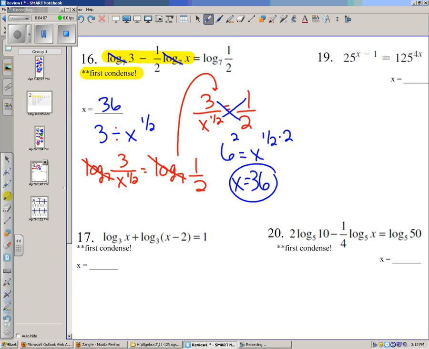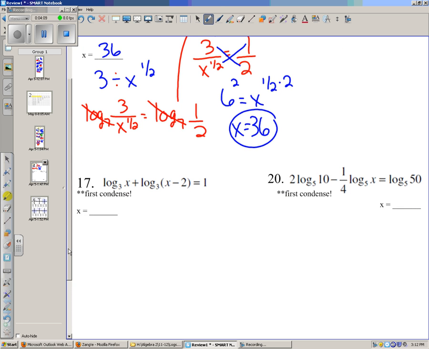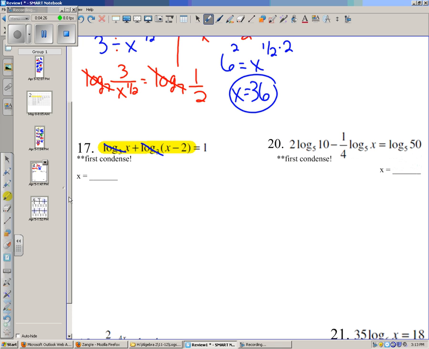All right, so 17 does have a constant. It's this one. But before I can loop it, I need 1 log, which means I'm going to have to get the left side to become 1 log, which is why you see the condense. So again, just ignoring the logs temporarily, I'm going to look at this as x plus x minus 2. Those parentheses are protecting the log. That plus is going to become times, so I will distribute that x through.